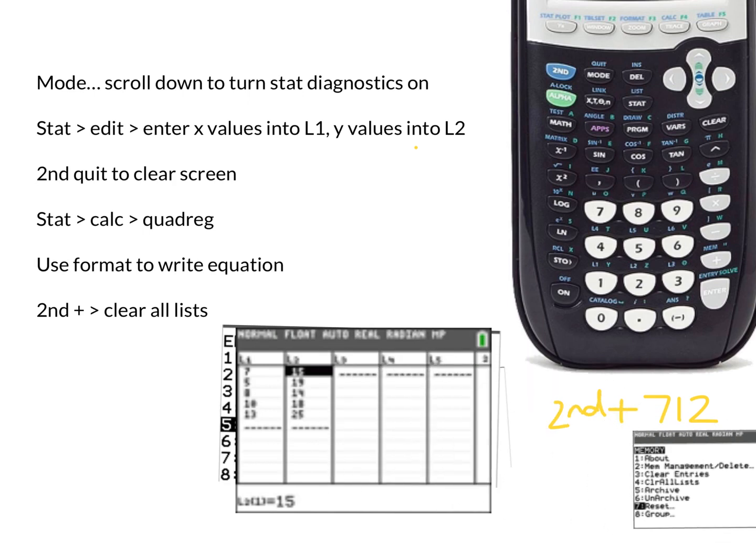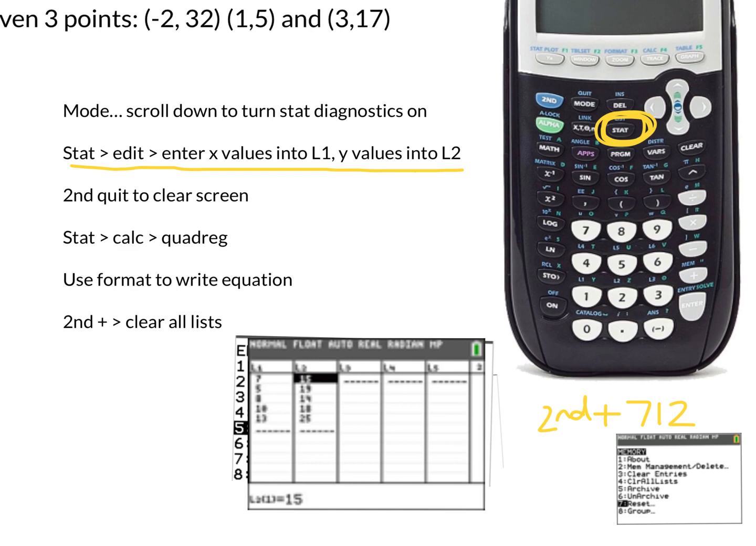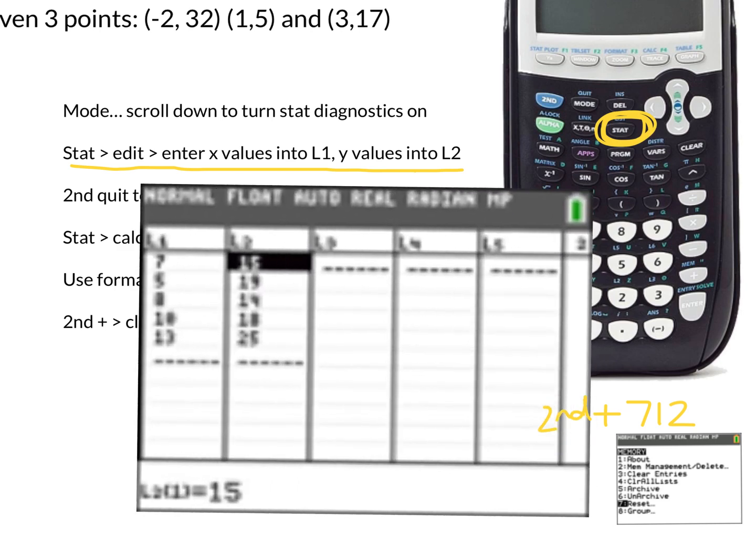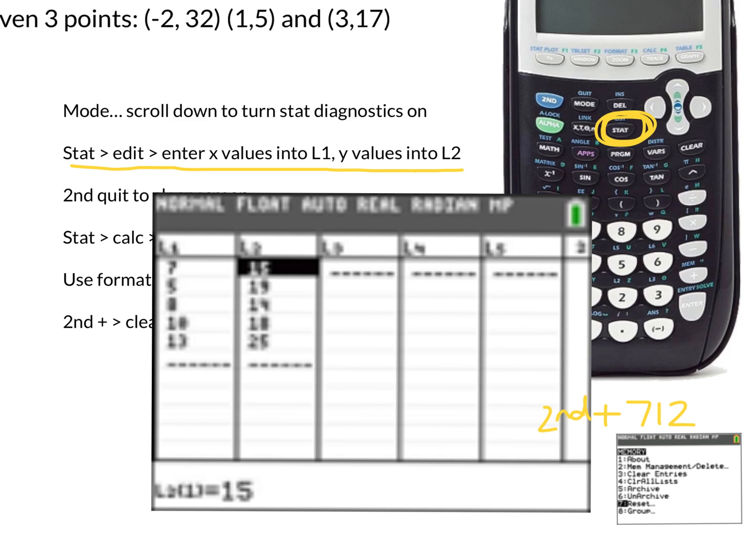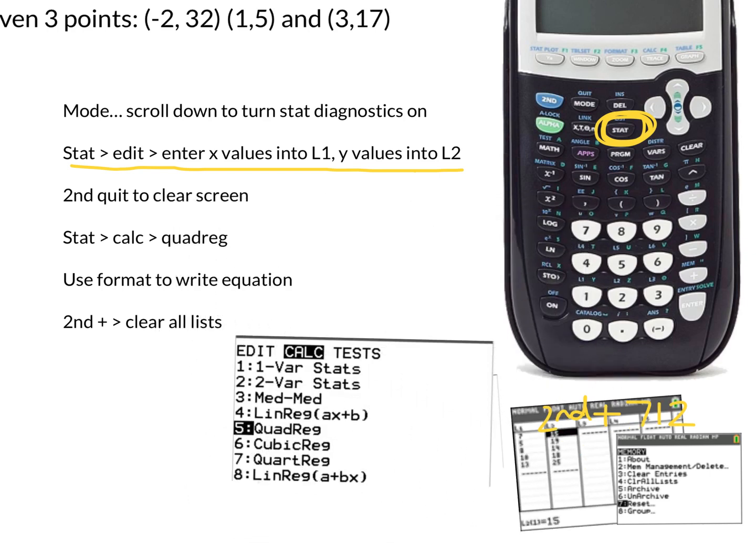All right, so now you're going to follow this next set of instructions, which say to do stat, edit, and you're going to enter x values into L1 and y values into L2. The stat button is right here. I'm circling it in yellow. And then edit should be the very first thing in that list. And L1 and L2, the screen that you're looking at, should look something like this screen right here. You will be putting in the x values for the 3 coordinates that we have. This is just a screenshot from another problem. All right, so x go in L1, y go in L2. You hit enter to input that value, and then it will take you to the next line.